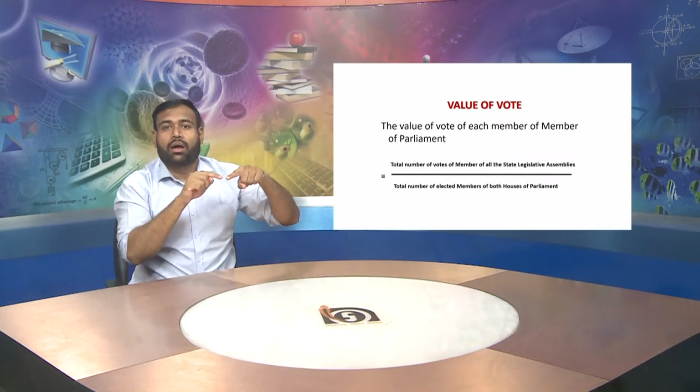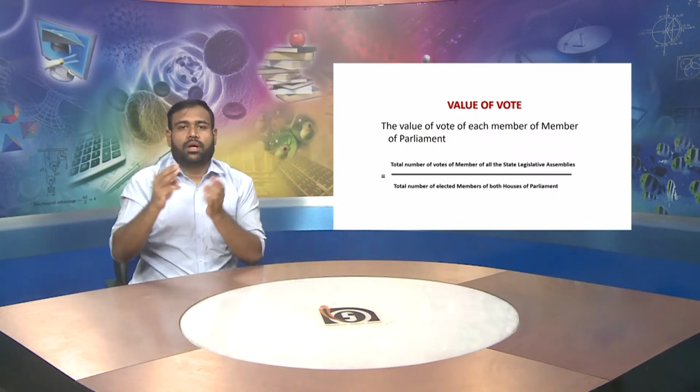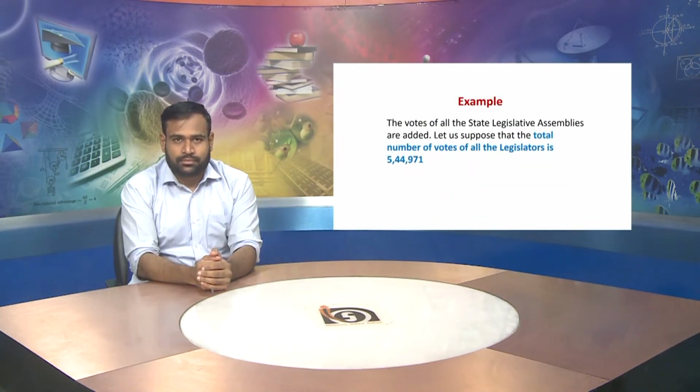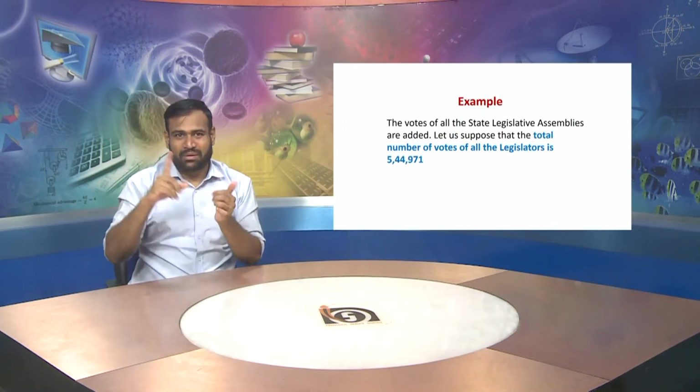Total number of votes of members of all the state legislative assemblies divided by the total number of elected members of both the houses of parliament. Let us understand this with the help of an example.